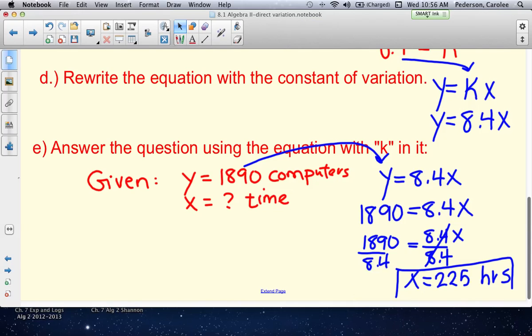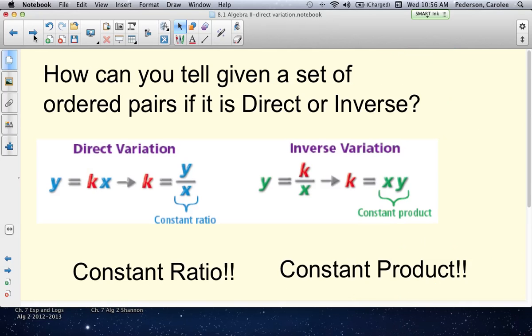There is one more style of variation equations, but I want to save that for our warm-up problem. It's called the combined one. So there's one other style. I'll go ahead and show you what the assignment is. Oh, we have to do these too, sorry.